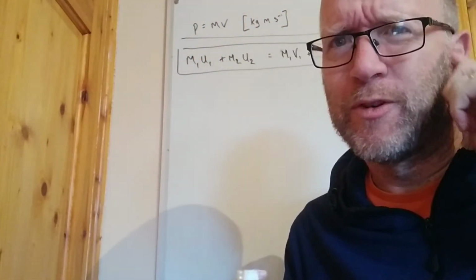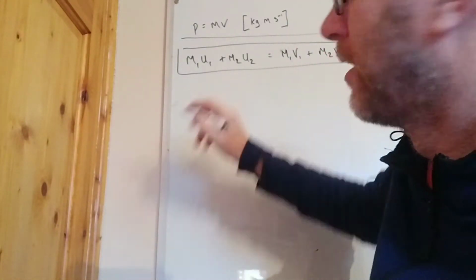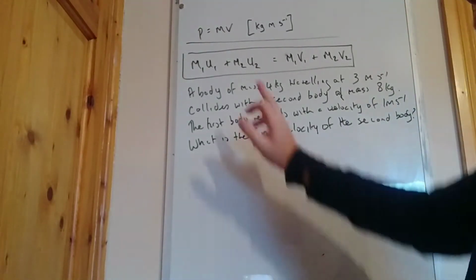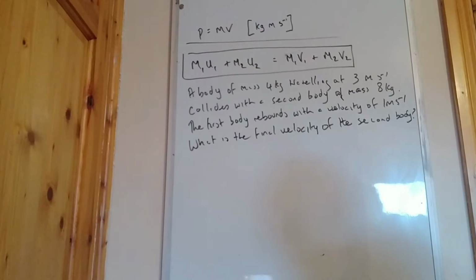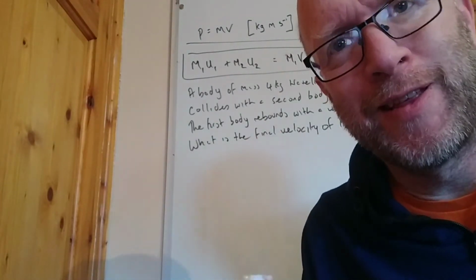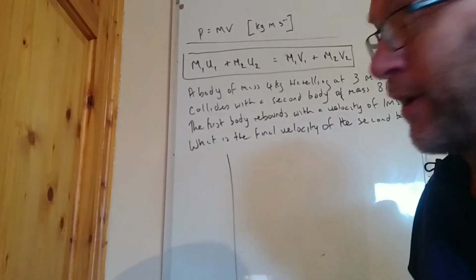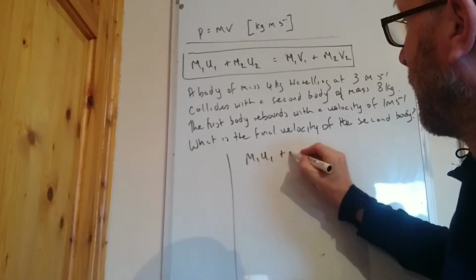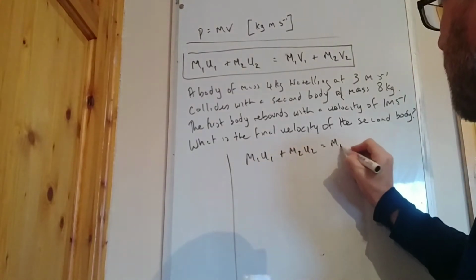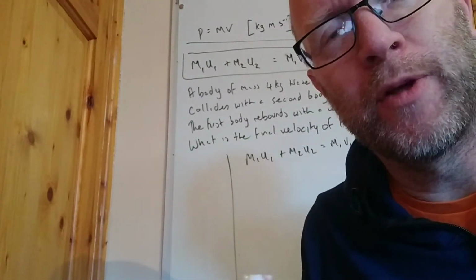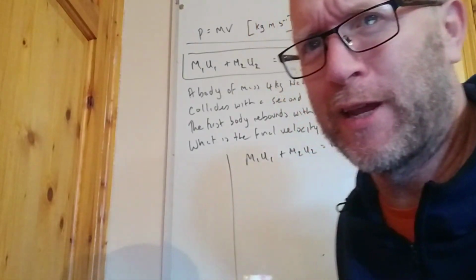First example. Let's have a look at what I've written. A body of mass 4 kilograms traveling at 3 meters per second collides with a second body of mass 8 kilograms. The first body rebounds with a velocity of 1 meter per second. What is the final velocity of the second body? First of all, you look at it and say, this is a collision, so this is the principle of conservation of momentum. Then I'm going to write my list and my formula. It may well be at this stage that you've passed the question: you know it's conservation of momentum and you know the formula. Well done. Second step, we write down everything.